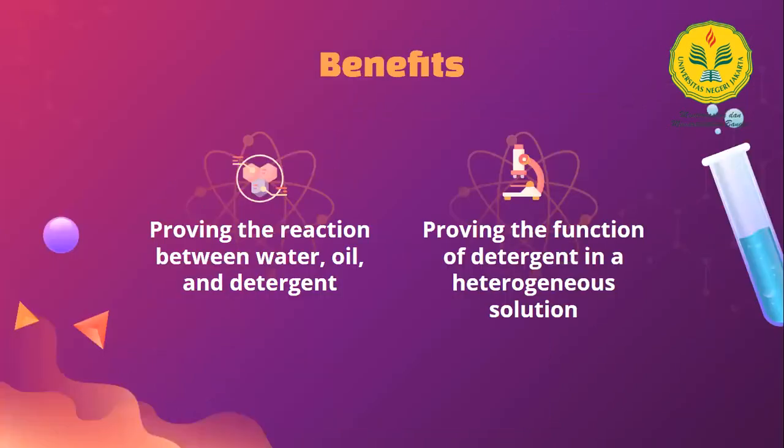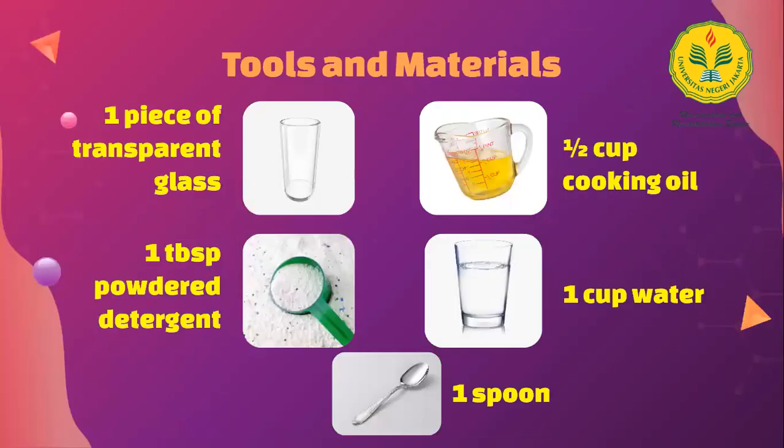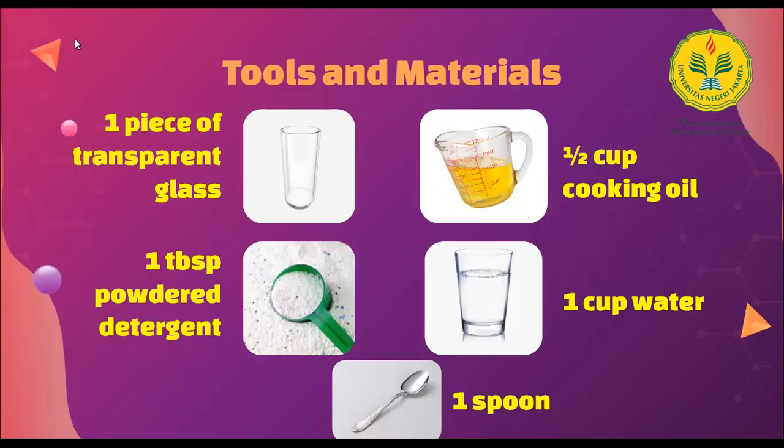Next is the benefits of these experiments. First, proving the reaction between water, oil, and detergent. Second, proving the function of detergent in a heterogeneous solution. The tools and materials needed to carry out this experiment are 1 pitcher of transparent glass, 1 tablespoon powdered detergent, 1 cup water, half a cup cooking oil, and 1 spoon.